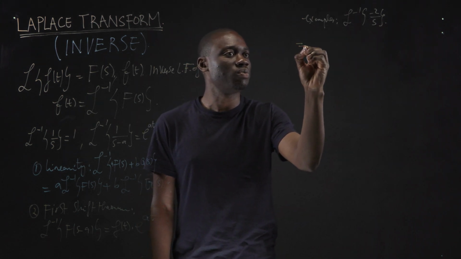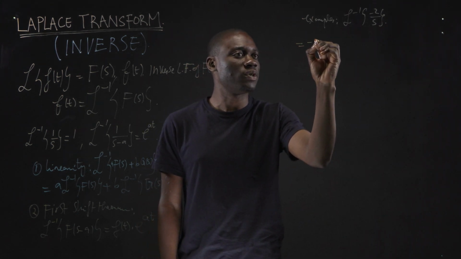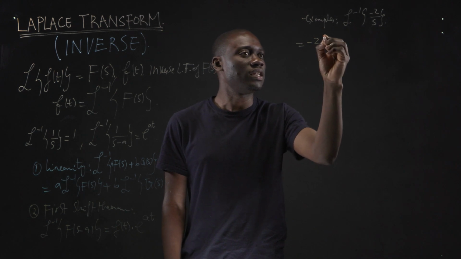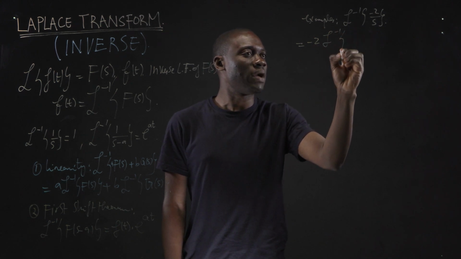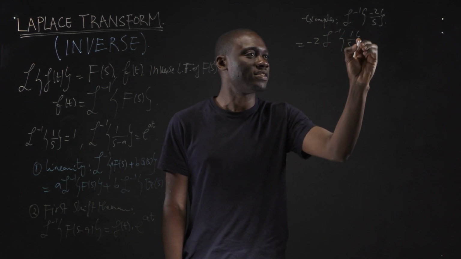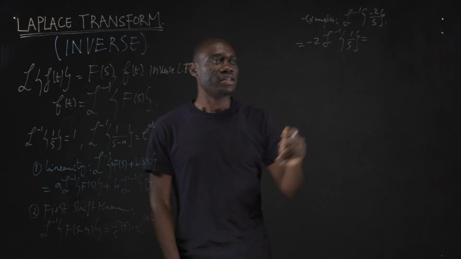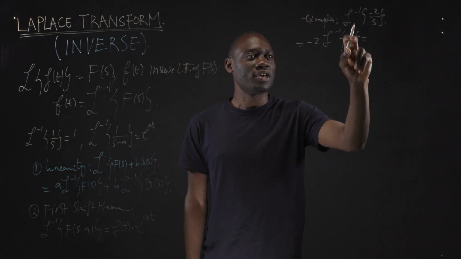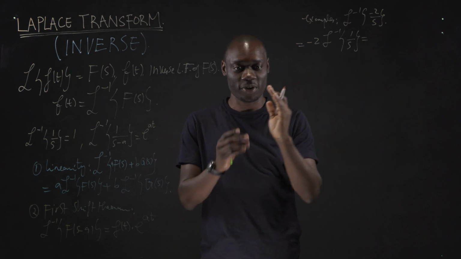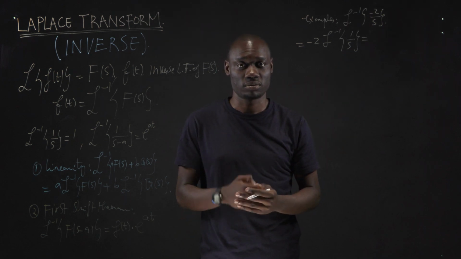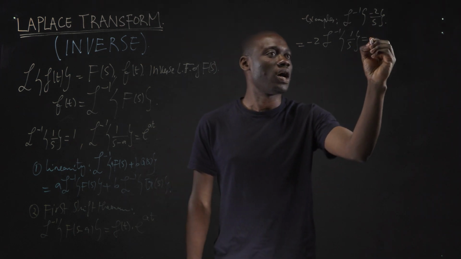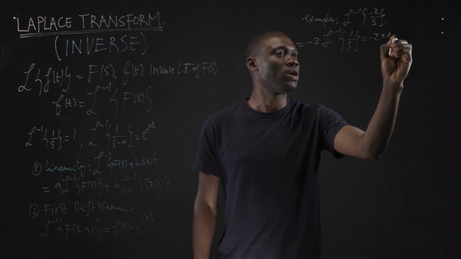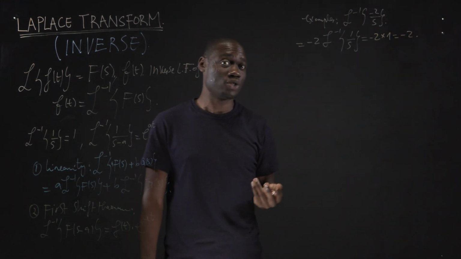So this will be equal to, applying the linearity property, I remove minus 2, then I have minus 2 times 1 over s, right? And I know that the inverse of 1 over s, reading from the Laplace transform table, is equal to 1. So I have minus 2 times 1, which equals minus 2.